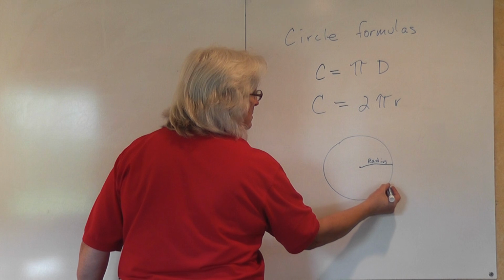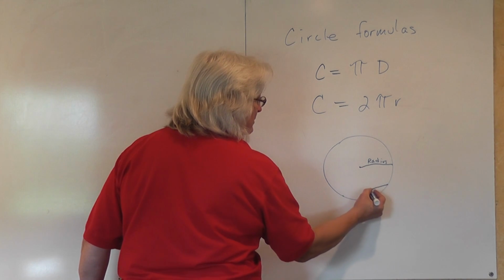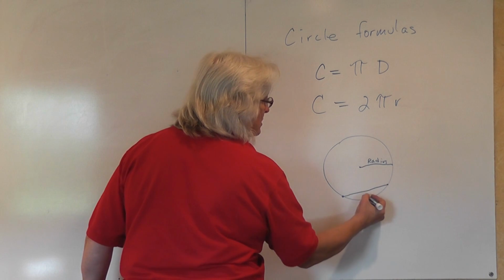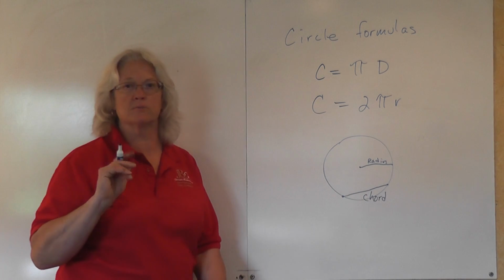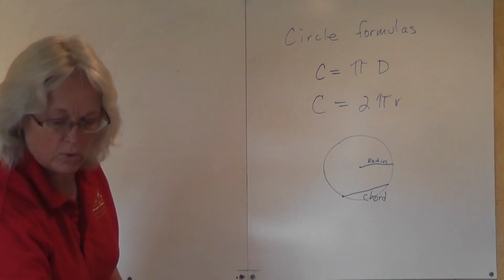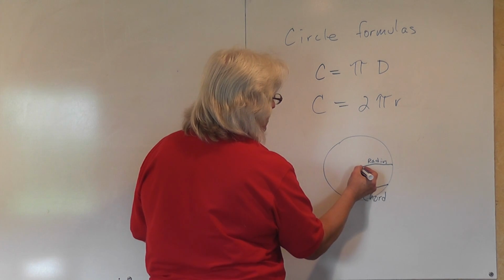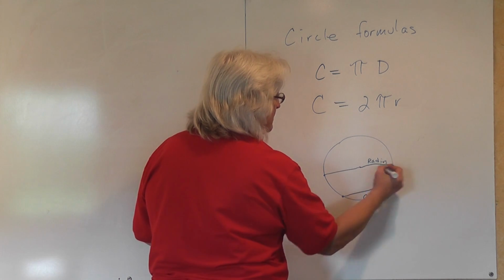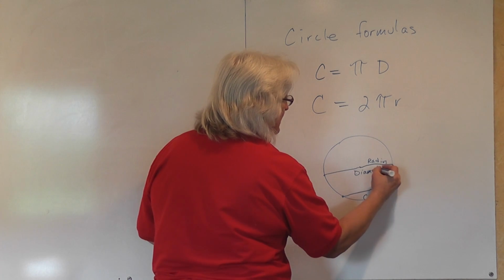A chord is a line segment that goes from any one point on the circle to another point on the circle. That's called a chord. Now, a specific chord, with a specific definition, is one that passes through the center of the circle, from one point on the circle to the other side. That's called the diameter.